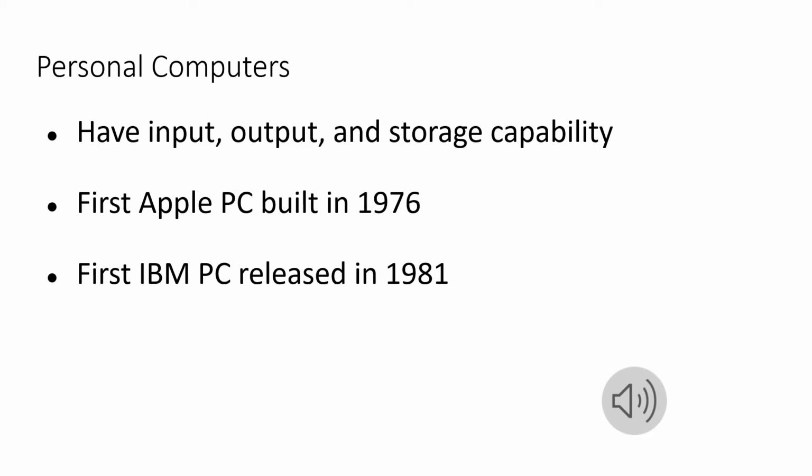Personal computers, or PCs, are computers capable of performing input, output, and storage. Personal computers contain a processor, memory, and input, output, and storage devices. The first Apple computer for personal use was built in 1976. In 1981, IBM released its first PC. IBM then allowed other companies to copy its design, which consisted of the same or similar IBM PC software.